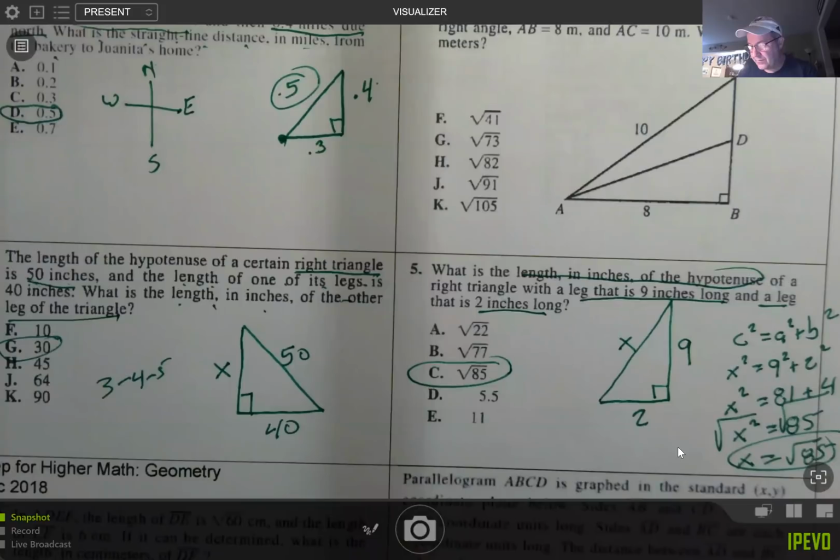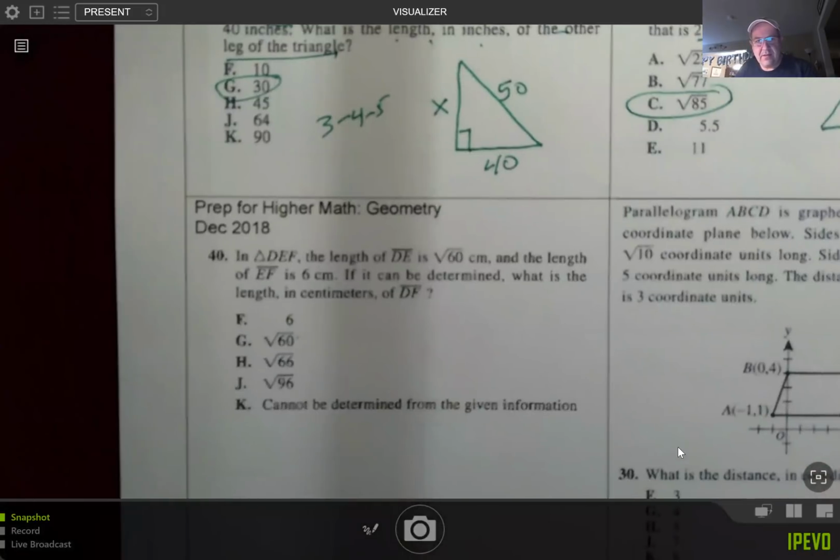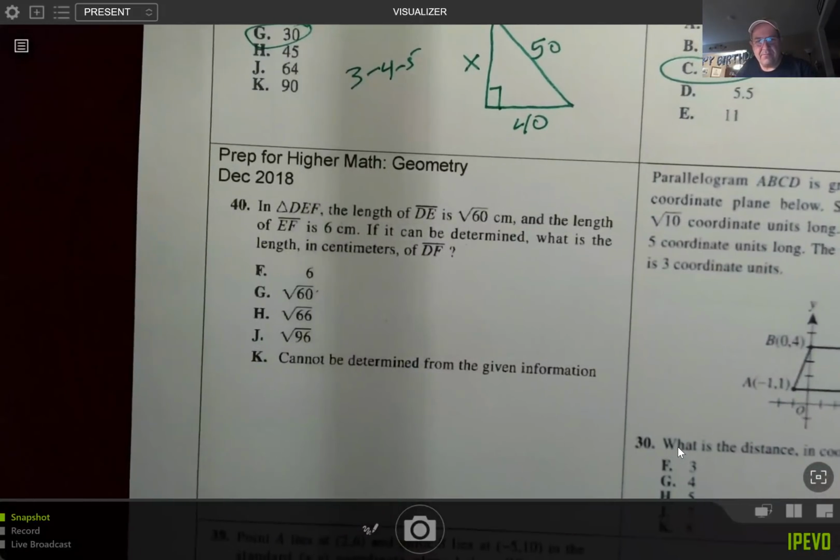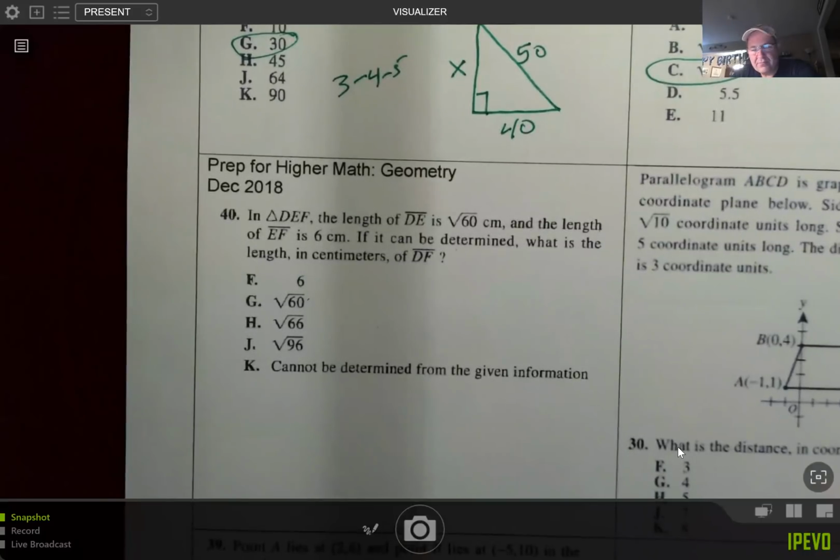All right. I'm going to give you 15 seconds to do this one. Let's draw the picture first and then work it out.